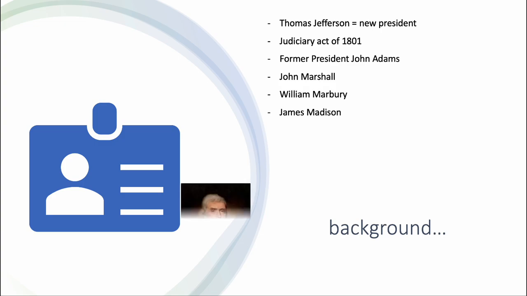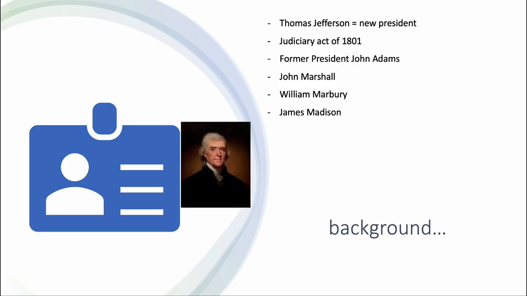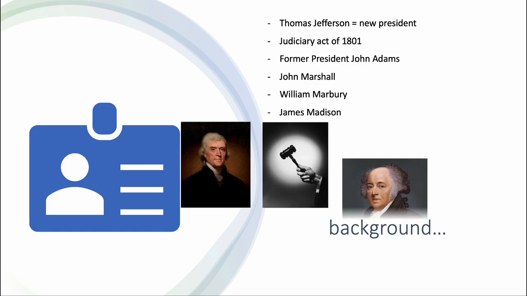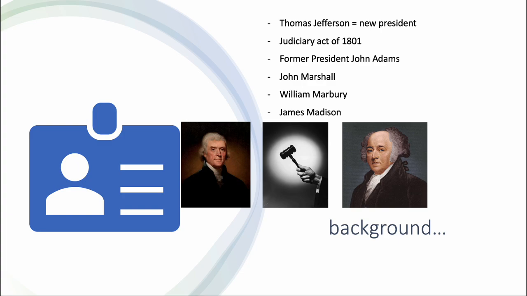So, firstly, Thomas Jefferson was supposed to be the new president starting in January of 1801. And then the Judiciary Act of 1801 was passed, and this gave presidents more control over the appointment of Supreme Court judges. The former president, John Adams, had appointed 16 new judges and 42 justices of peace before his term was over. But these jobs weren't actually valid until they received their commission.